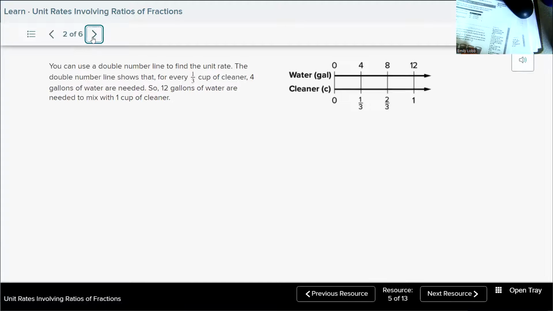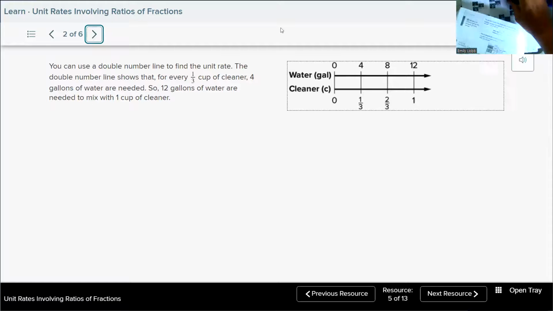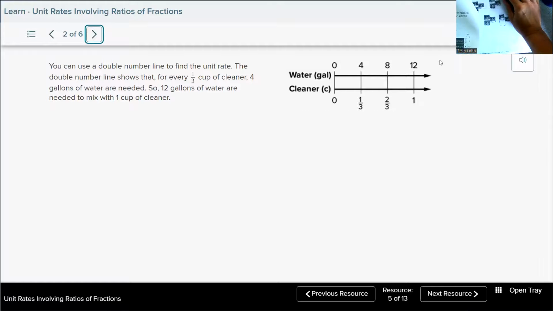All right, you see, as I move here, it's moving in your packet. This is the top of page 4 in your packet. So turn to page 4. They even showed you where you could write down why it's not a unit rate. So go ahead and take just a second there to write down why it's not a unit rate.